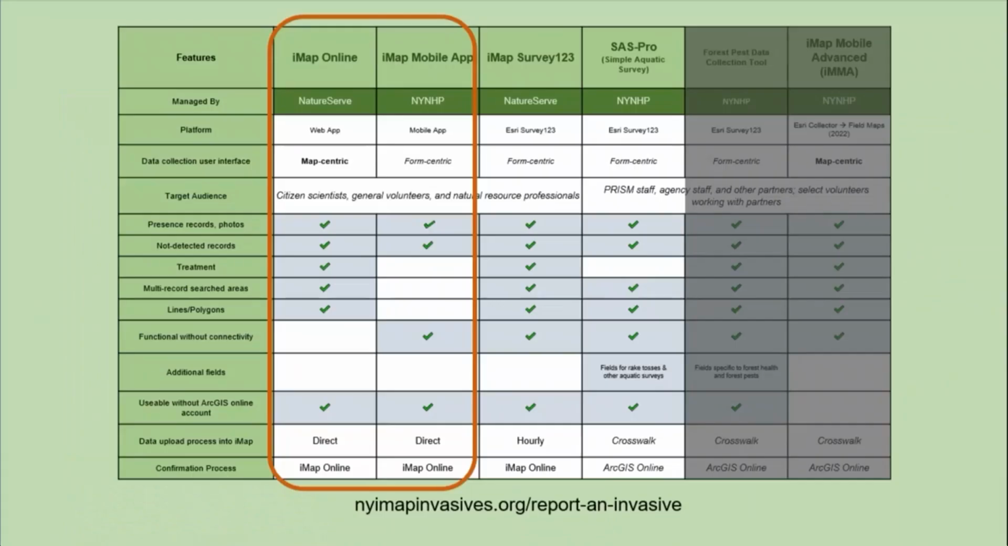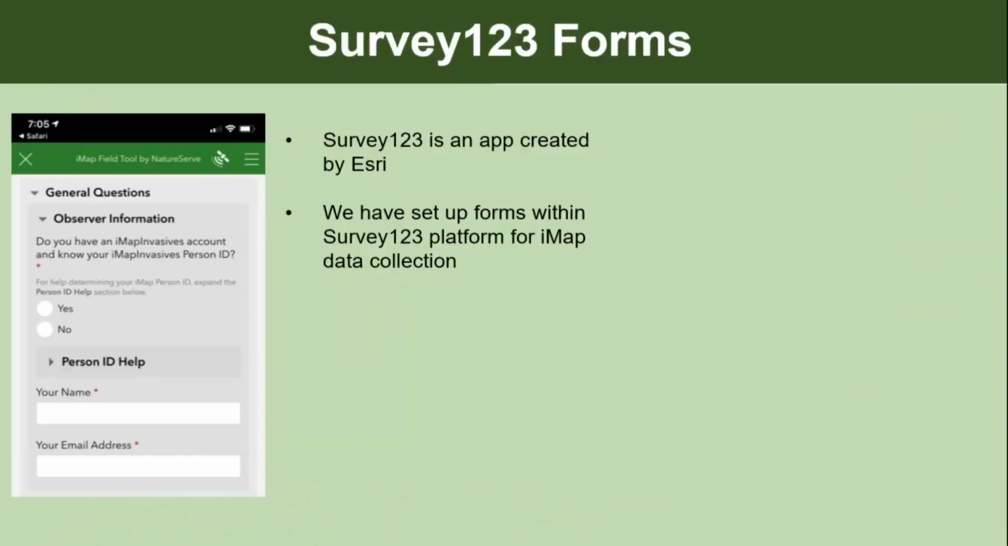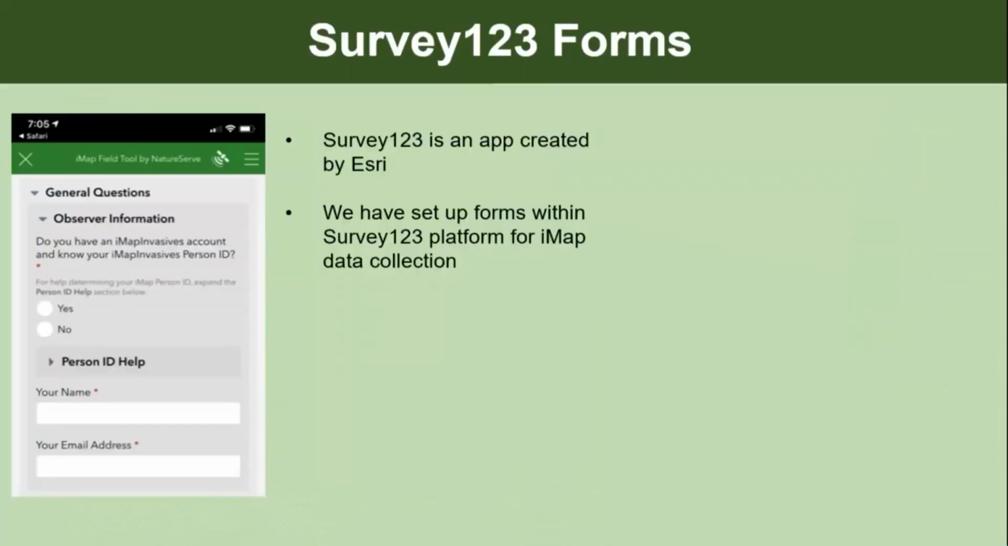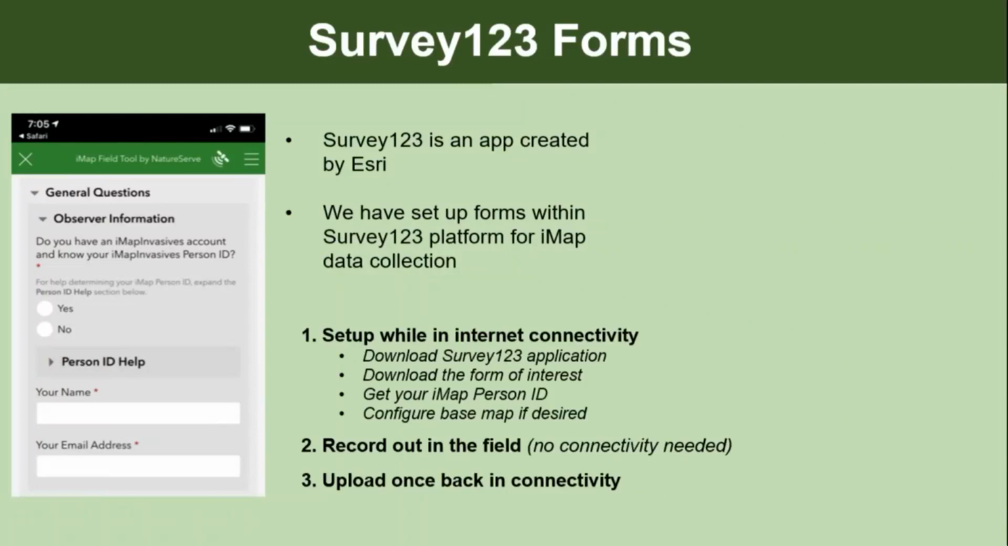So those are the two tools that most people are already familiar with. So now I'll talk about these two tools, the Survey123 and SAS-Pro. And I should mention at the beginning that these are actually both forms within Survey123. So Survey123 is an app created by Esri, and we have set up forms within the Survey123 for data collection where the data gets into iMap. So since they're both using Survey123, they kind of have the same three-step workflow.